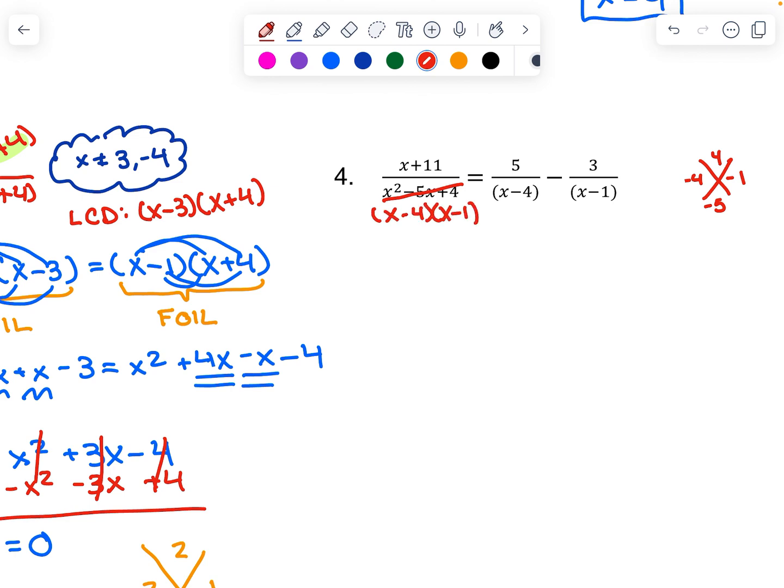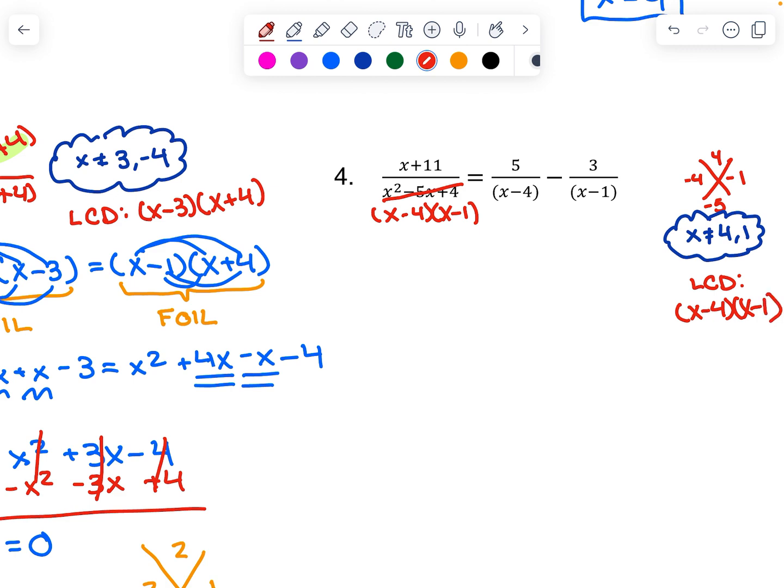So now I can go ahead and see what my values of x are that it cannot be. It can't be 4, and it can't be 1. I got that from looking at the denominators, 4 and 1. So I'm going to have to check my answer with that. Okay, so my LCD then is obviously going to be made up from that. It's the x minus 4 times the x minus 1.